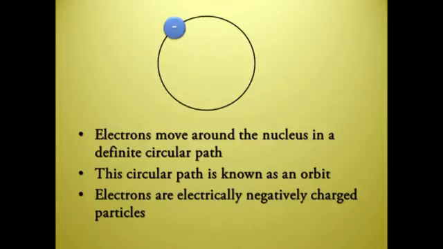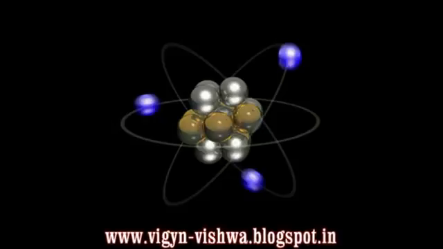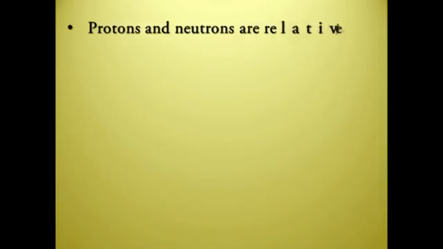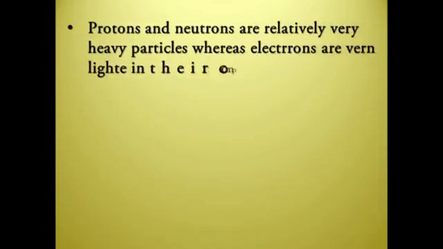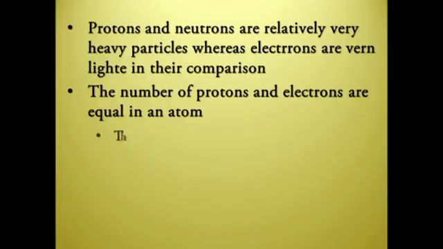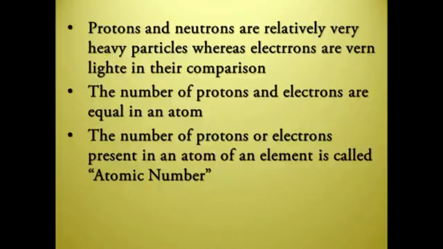Electrons are electrically negatively charged particles. You can see here the nucleus in the center, the orbit, and also electrons. Protons and neutrons are relatively very heavy particles, whereas electrons are very light in comparison. The number of protons and electrons are equal in an atom. The number of protons or electrons present in an atom of an element is called the atomic number.